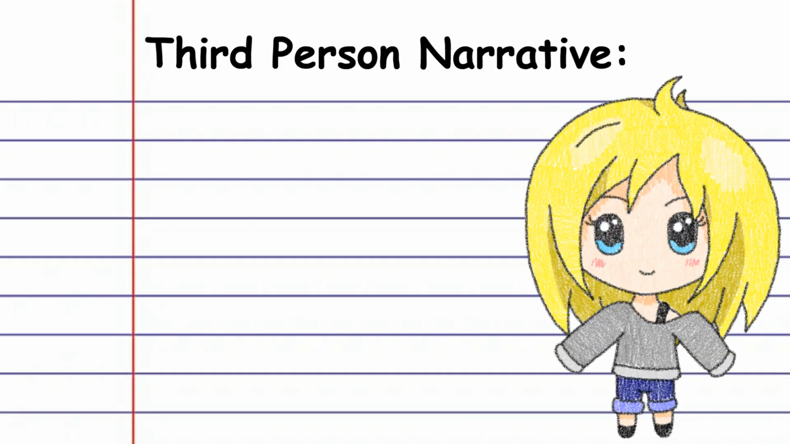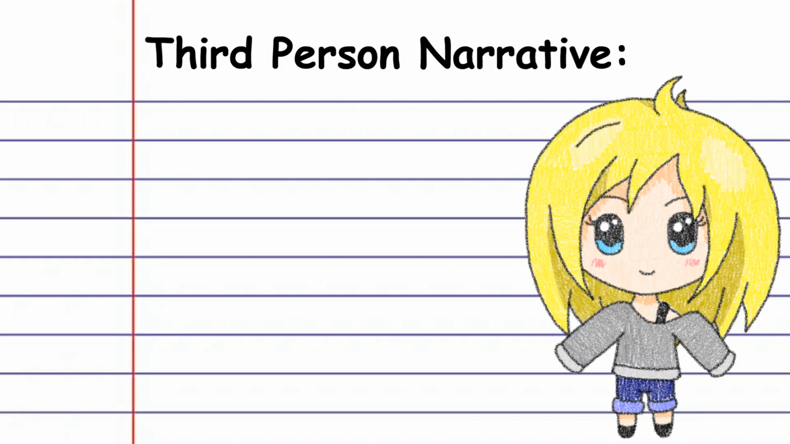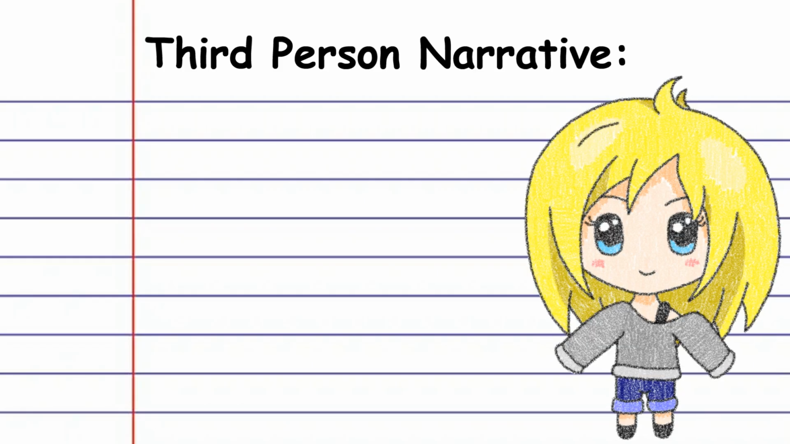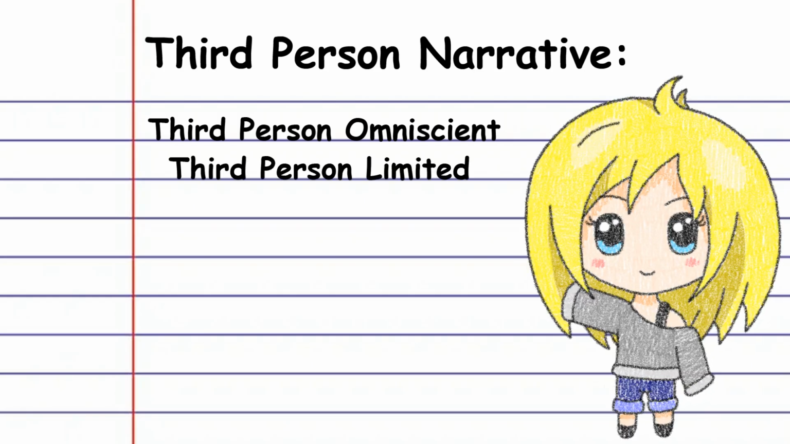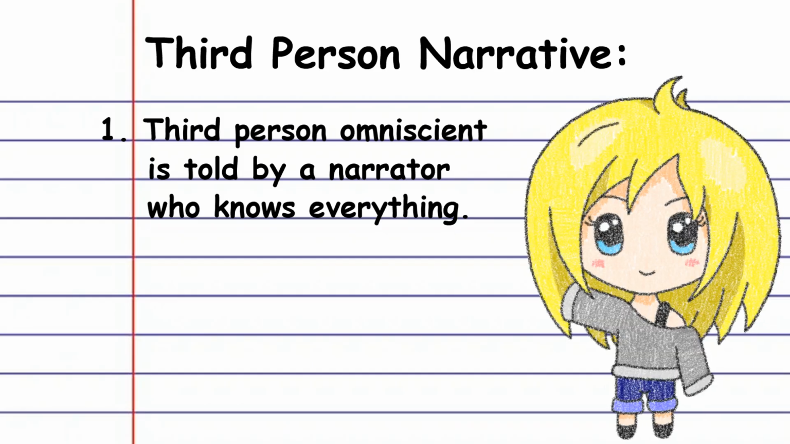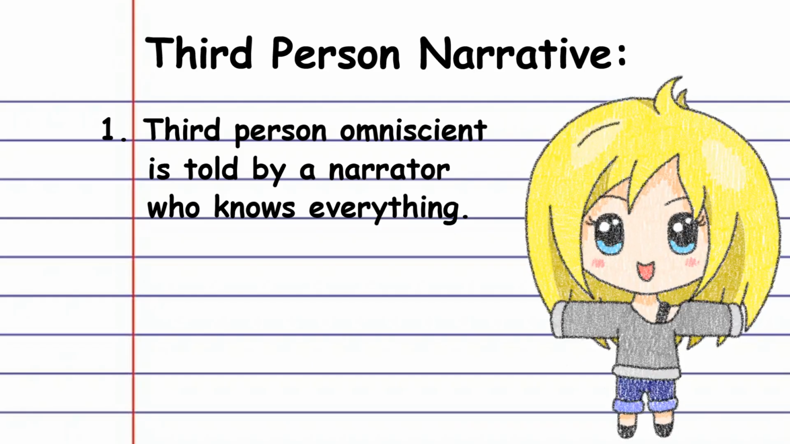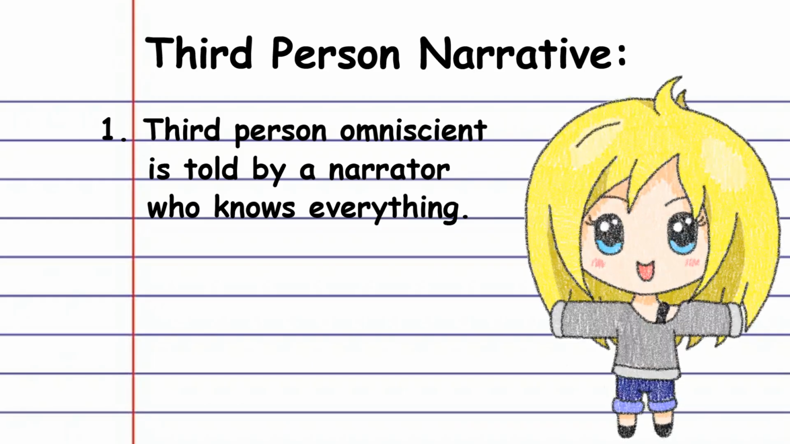Now, while there are three main narrative points of view, there are subgenres within those narratives. For example, with third-person point of view, the story can be told in third-person omniscient or third-person limited. What's the difference? Well, third-person omniscient is told by a character who knows absolutely everything. They know everything there is to know about every single one of the characters. They know where all of the characters are and what all of the characters are doing at all times.